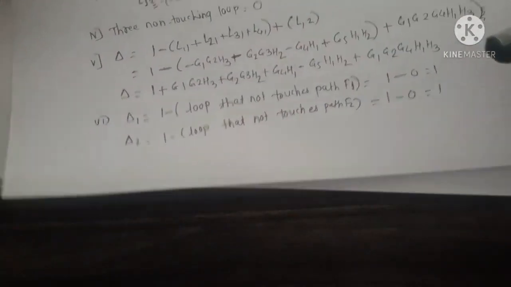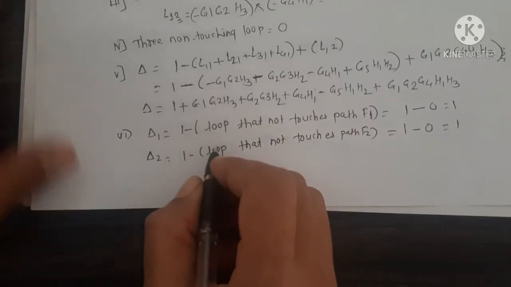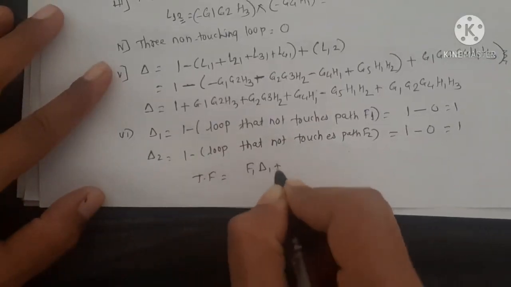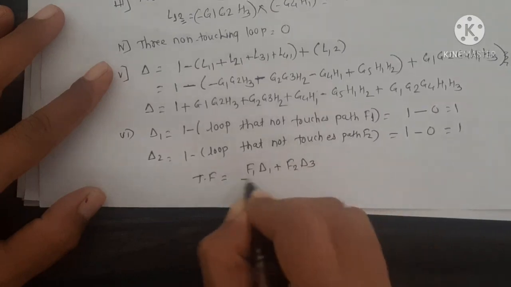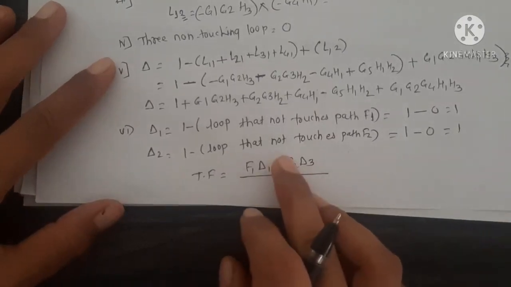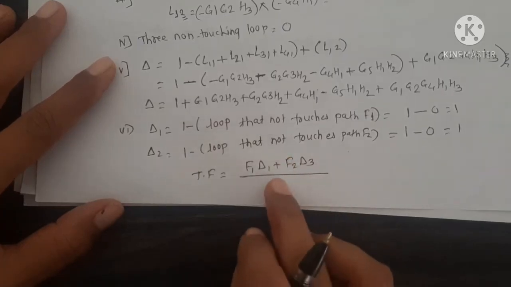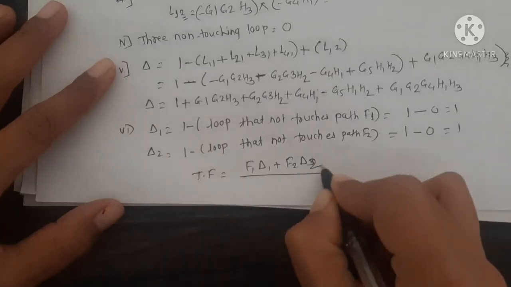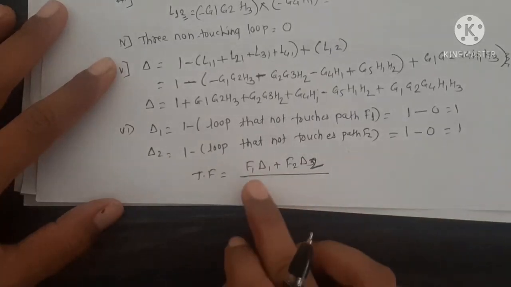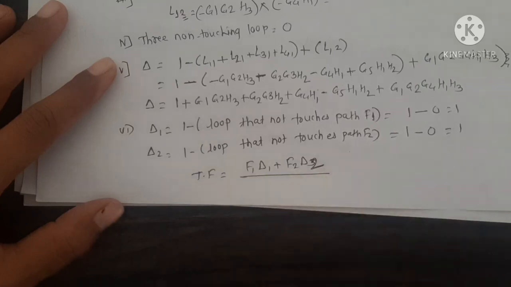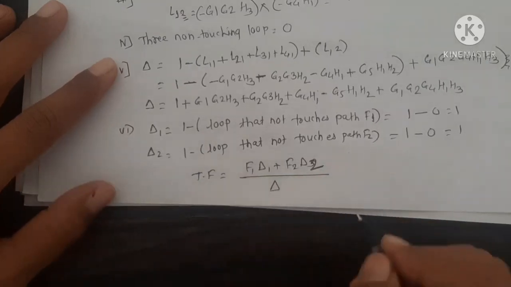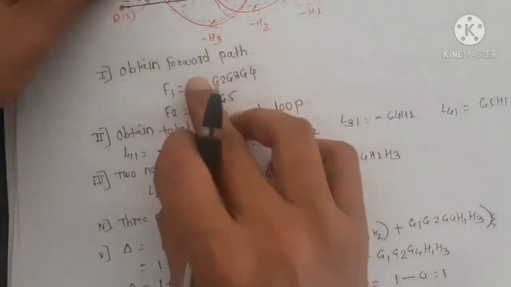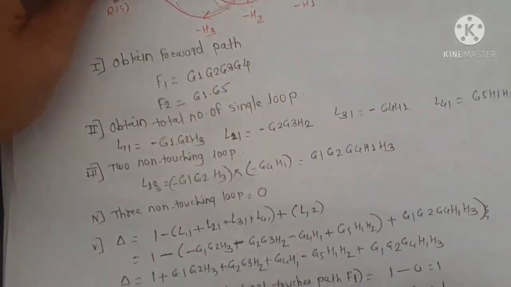And finally put all the values in our final equation, that is transfer function is equal to f1 del 1 plus f2 del 2, because at the top summation of fi del i is present. So as there are two forward paths, the summation goes up to f1 del 1, f2 del 2. If there are three paths, then it will be f1 del 1 plus f2 del 2 plus f3 del 3, and finally divided by del. So what is f1? This is g1, g2, g3, g4.